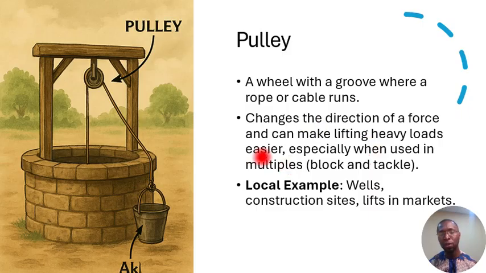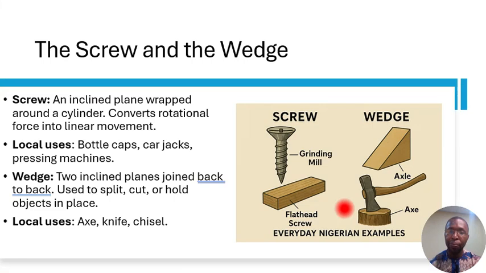So we can use this pulley most times in wells, even sometimes in construction sites, or even in lifts that we have in companies. So this is another area of application of pulley. So we mentioned, out of the 6, 4 classes of the simple machine.